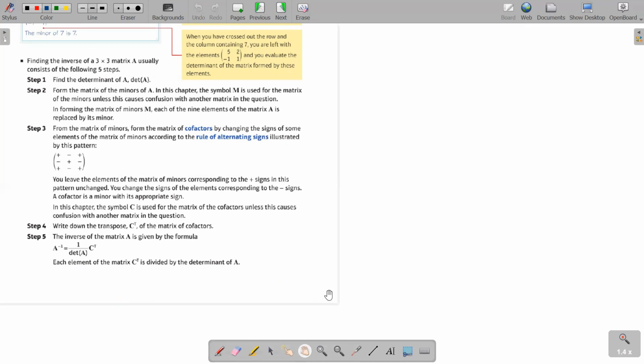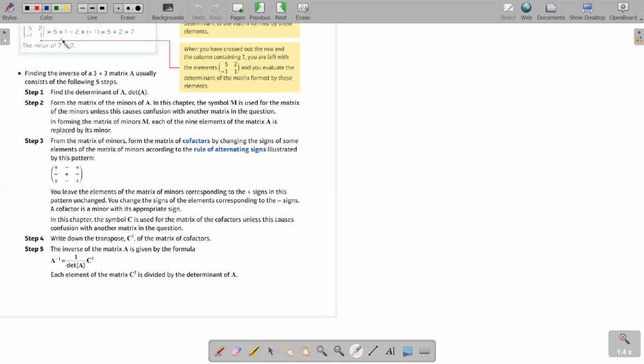Okay, the first one is finding the inverse of a 3 by 3 matrix. Step 1. Find the determinant of A, det A. So that you all know how to find the determinant of a 3 by 3 matrix, right? There's no problem with that.